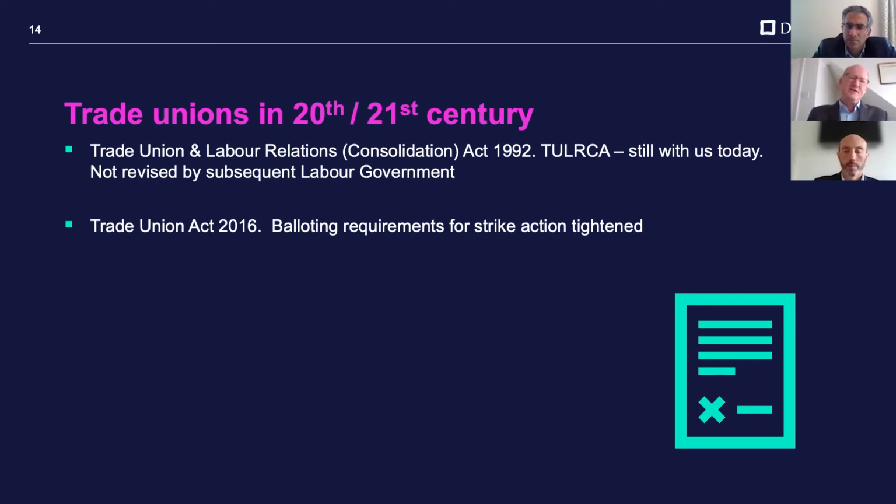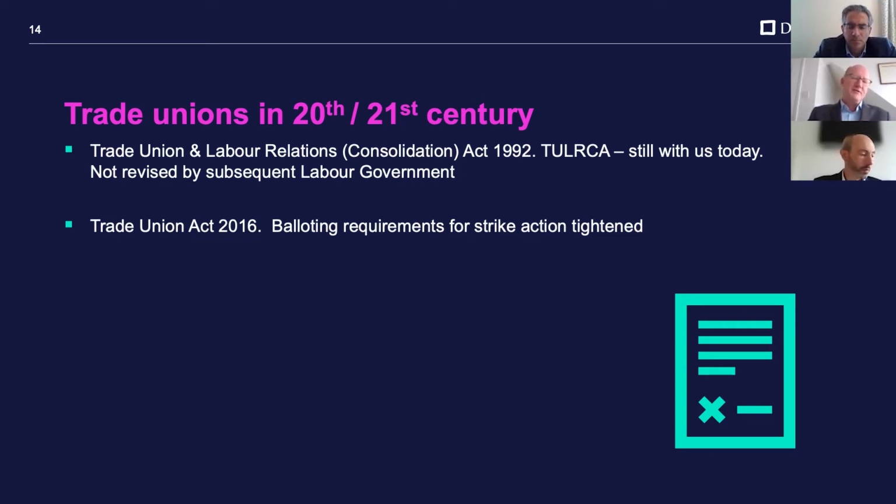And this was eventually consolidated in the Trade Union and Labour Relations Consolidation Act 1992, TULRCA, which of course is still with us today and is the structure under which trade unions operate to this day in this country. Indeed, it defines what a trade union is in section 1, and it goes on to explain how trade unions are going to operate. Interestingly, it's never been revised by any subsequent Labour government in a major way, and certainly not revoked.